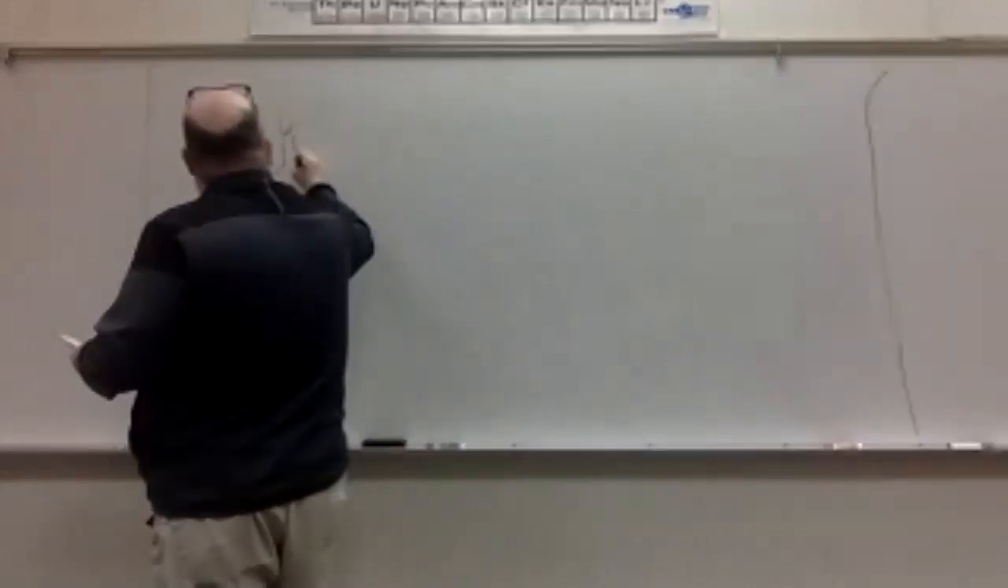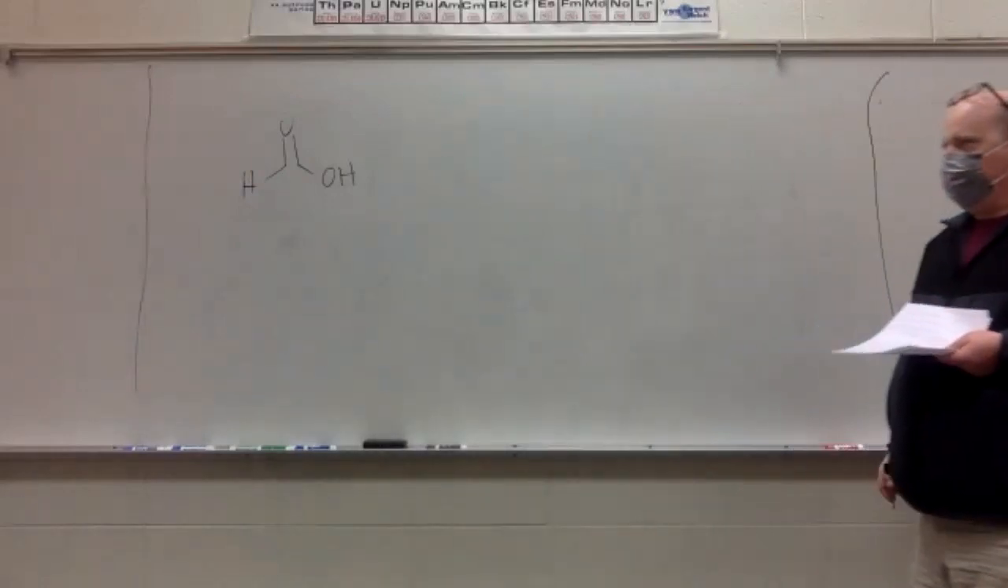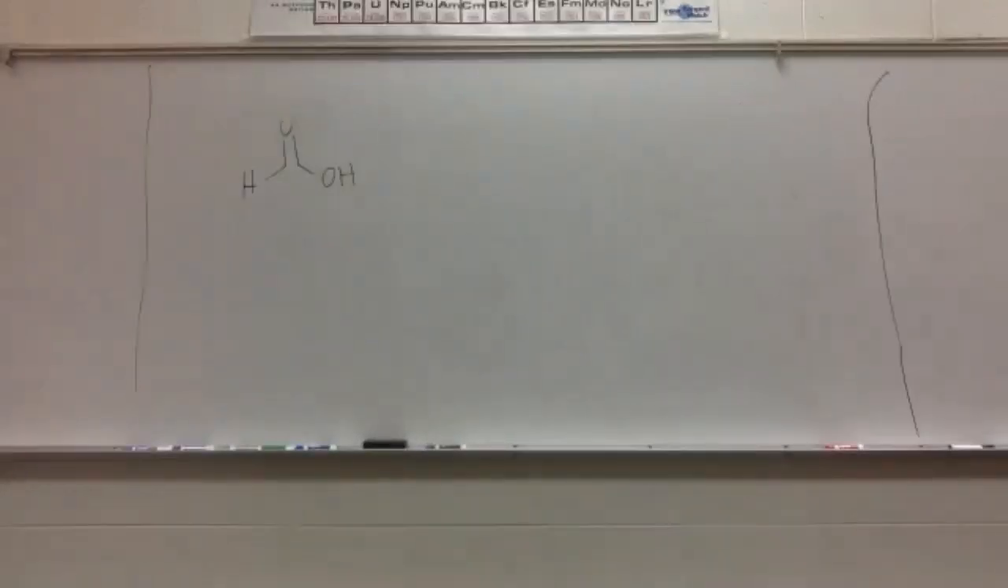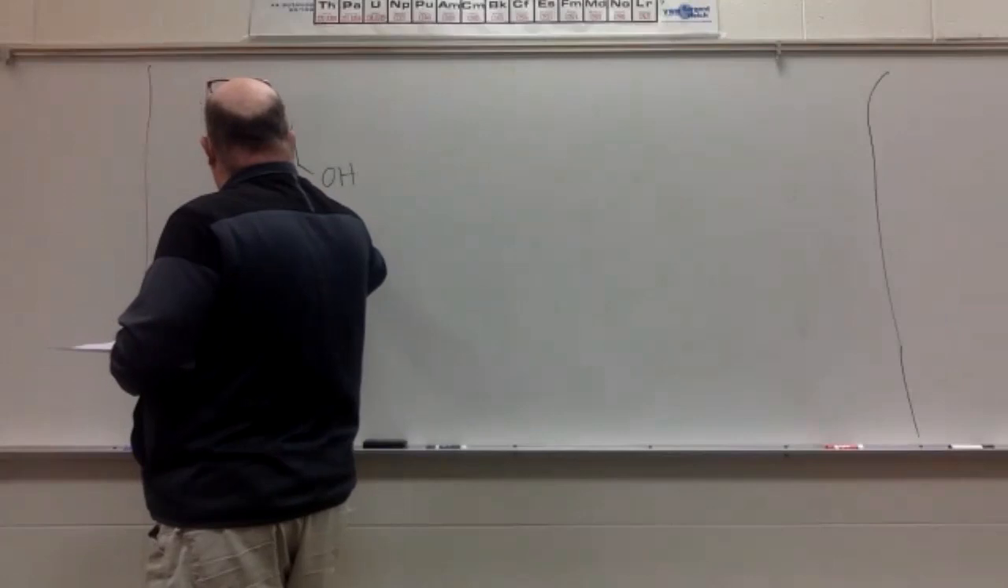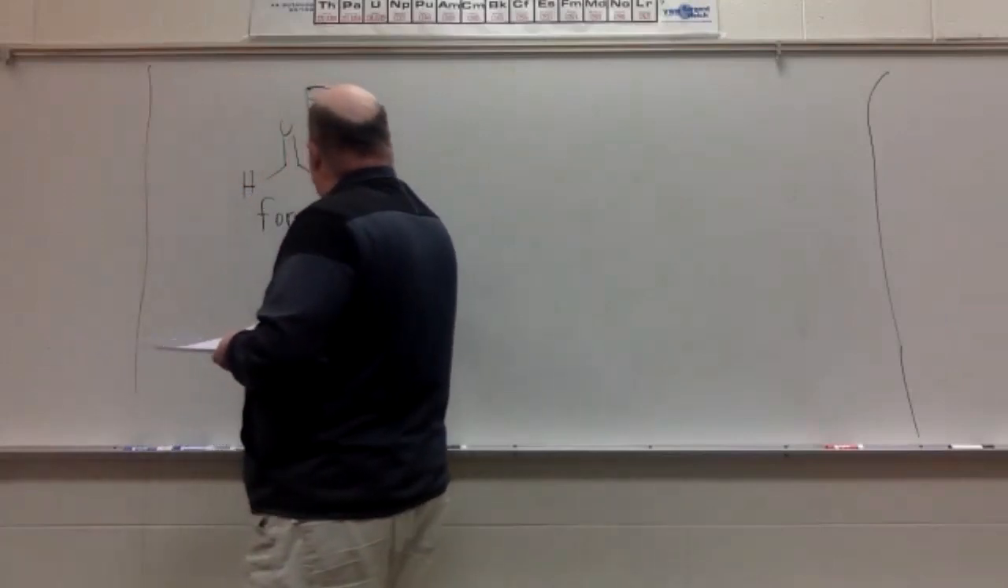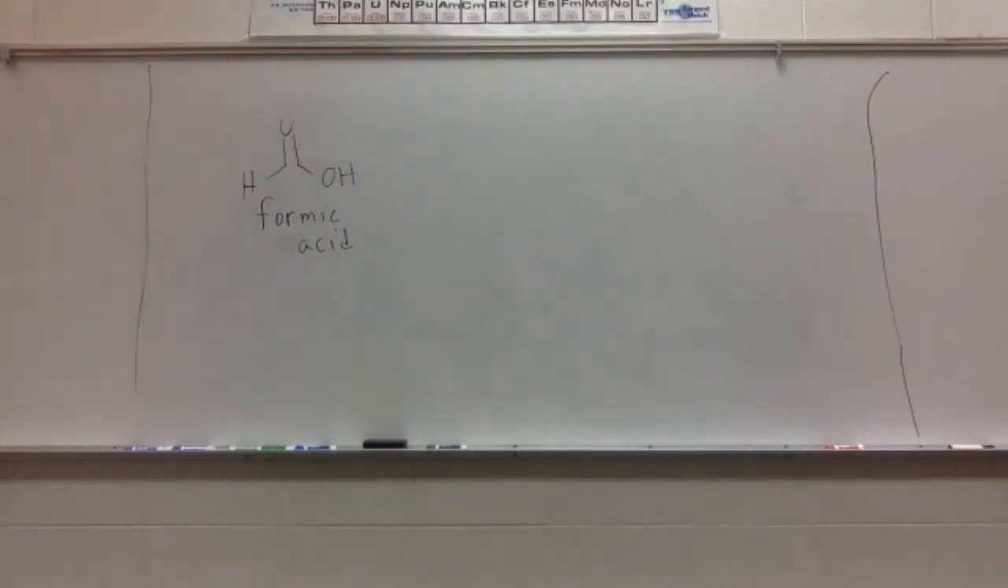You have this guy. This is the simplest carboxylic acid. The IUPAC name for this one is methanoic acid, but it's also called formic acid. You guys ever heard of formic acid before? Figured there's a 50-50 chance you might have heard of it.